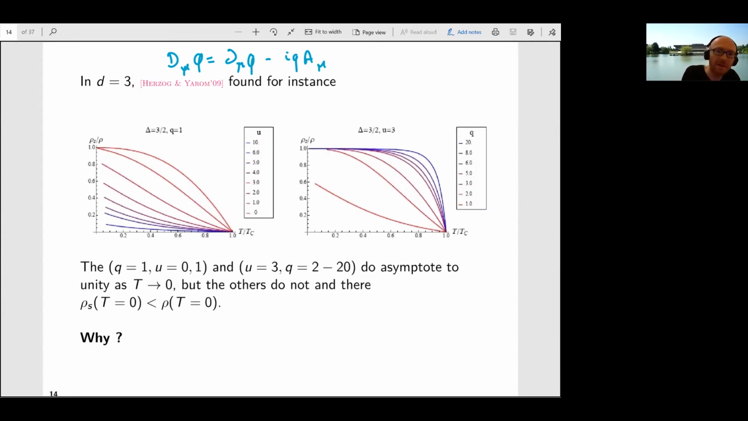And what they're plotting, maybe if I blow it up, is rho_s over rho versus T over T_c in both cases. And you can see that as they vary the parameters, there are a whole bunch of them where at low temperatures, rho_s goes to rho. So for all of these values, and here the same for these red curves.